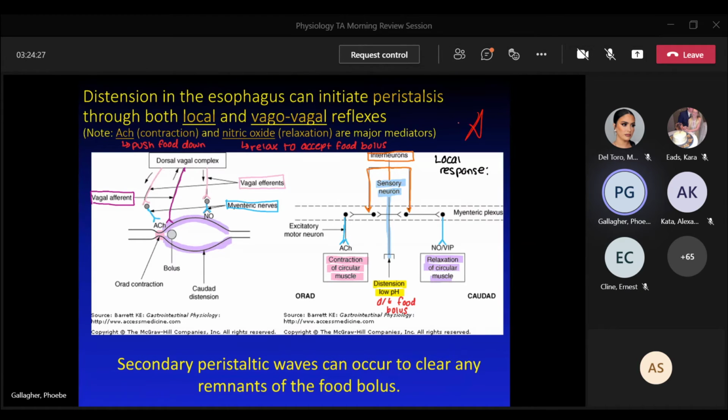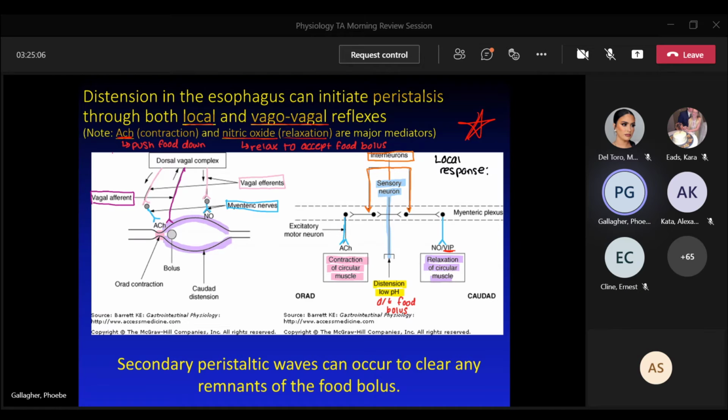All right, so this is an important slide. Understanding this mechanism is, I think, pretty high yield. So we talked about how towards the bottom of the esophagus, we have both local and vagovagal reflexes. Both of these are going to be mediated by acetylcholine, which leads to contraction, and nitric oxide, which helps with relaxation. He also mentions that vasoactive intestinal peptide, VIP, is also somewhat responsible for relaxation, but the ones he underlined are nitric oxide and acetylcholine, so those are the ones he really wants you to know.